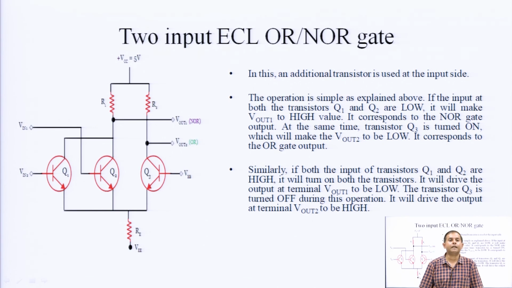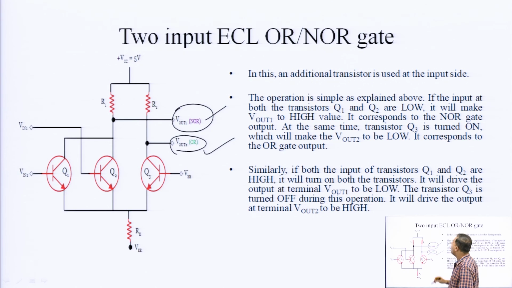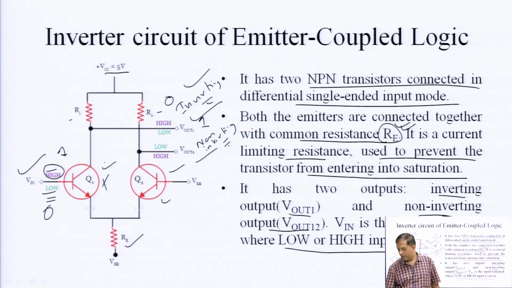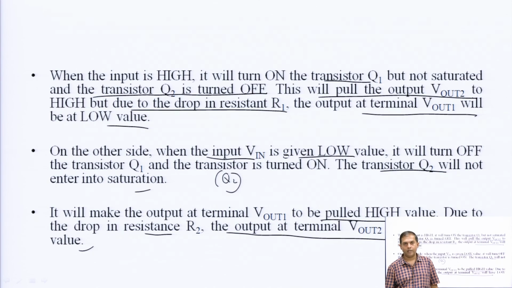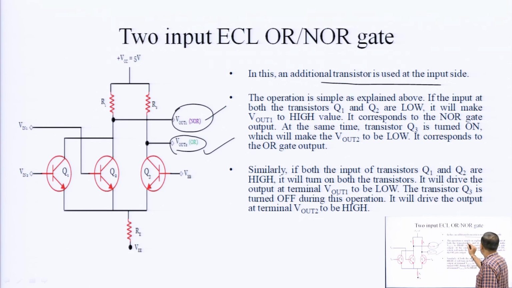Now, next is the example of a 2 input ECL OR/NOR gate. Okay. You can check it out here: transistors Q1, Q2, Q3, and resistances R1, R2. VIN is given to the base of Q2, and we are getting two outputs. V out 1 will give the output of the NOR gate, and V out 2 will give the output of the OR gate. Here an additional transistor is used at the input side. Previously only 2 transistors were there, here we have another additional transistor. The operation is simple, as explained above.